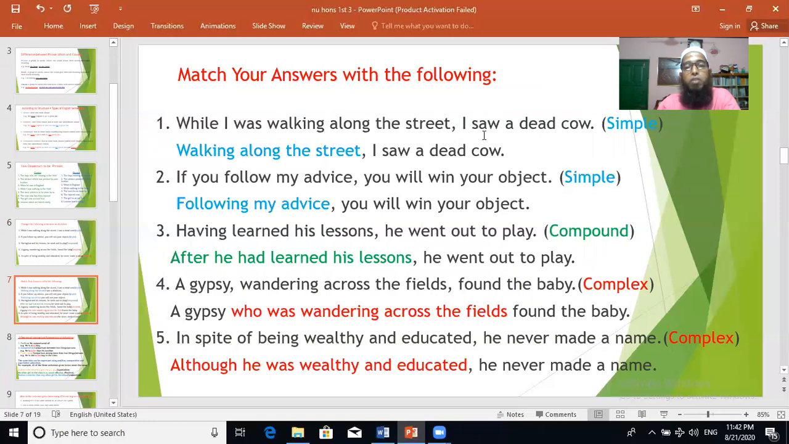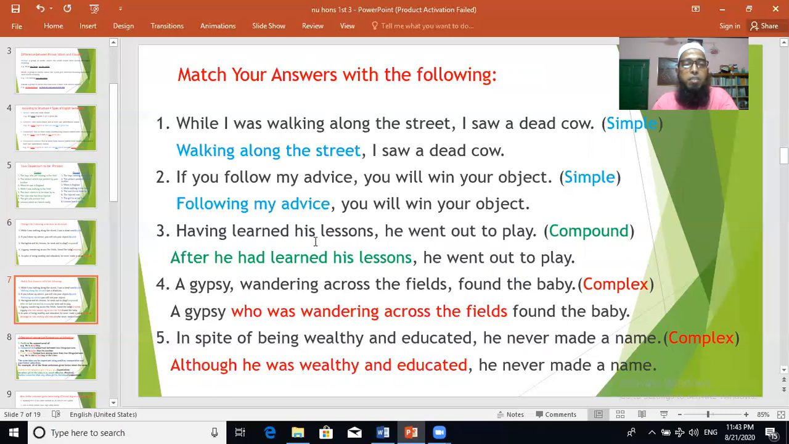While I was walking along the street, I saw a dead cow. You see, while walking along the street, or while walking along the street, you can write like this. Walking along the street, I saw a dead cow. I can write while walking along the street, I saw a dead cow. If you follow my advice, so the phrase is following my advice. Now this is simple, you see. If you follow my advice, following my advice. So this phrase, simple. You will win your object.